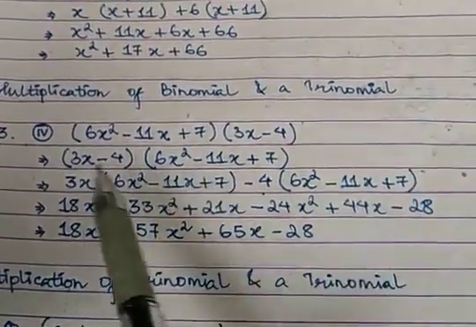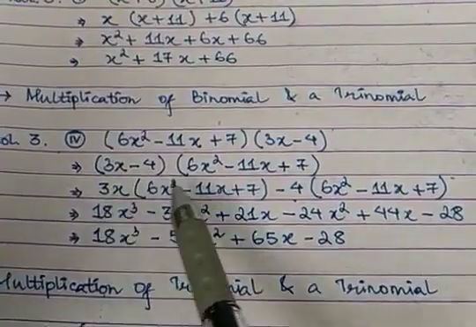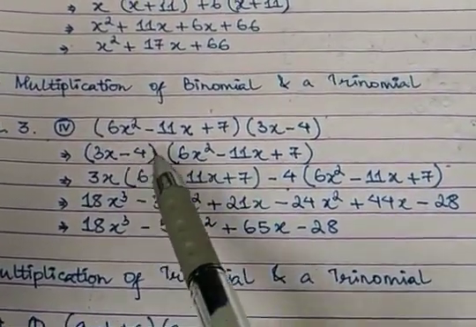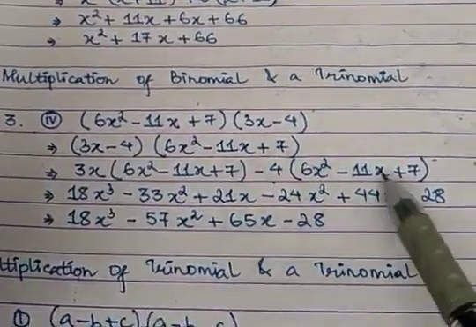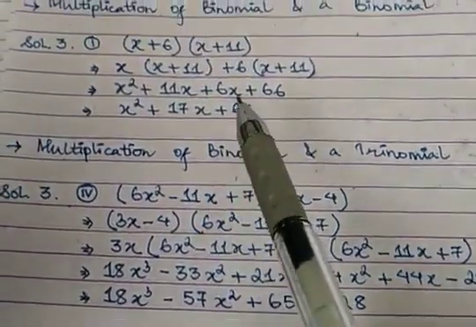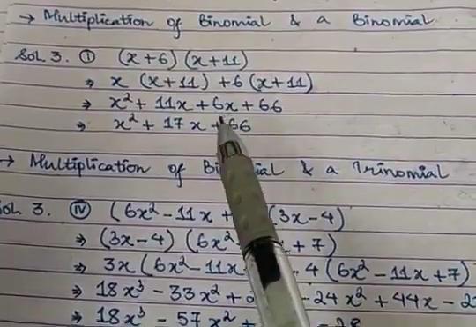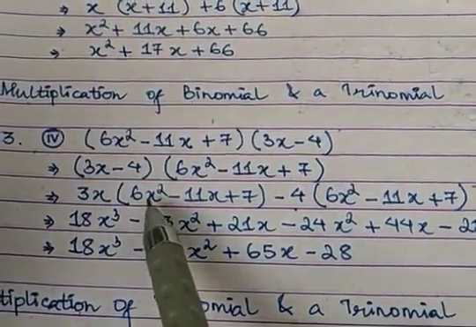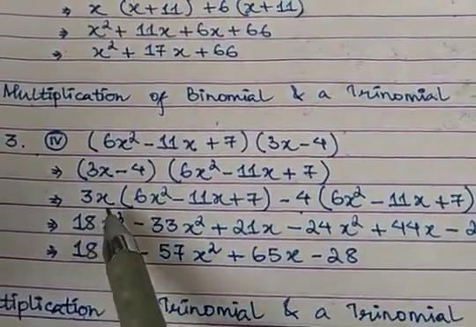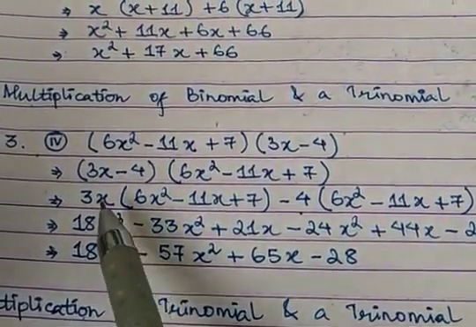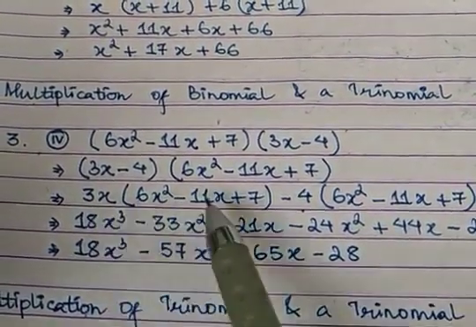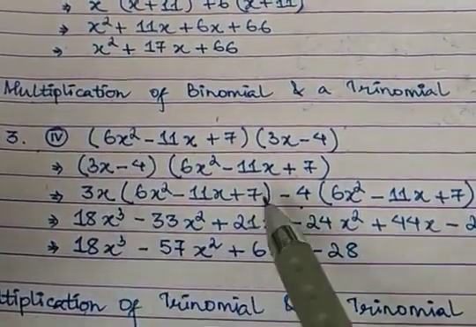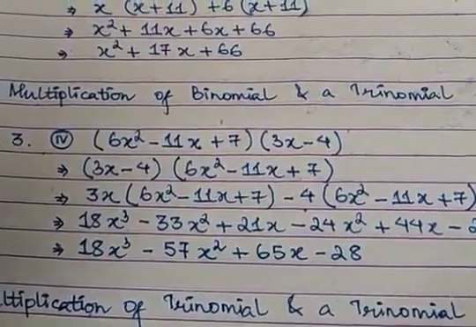Now see what I have done here. The first term 3x, keep the trinomial as it is. Second term of the binomial, again the trinomial as it is. Just like the previous one, isn't it? Now opening up the bracket, 3 into 6, 18, x into x squared, x cubed. Plus into minus is minus, 3 into 11, 33, x into x squared. Plus into plus is plus, 3 7 times is 21, so 21x.